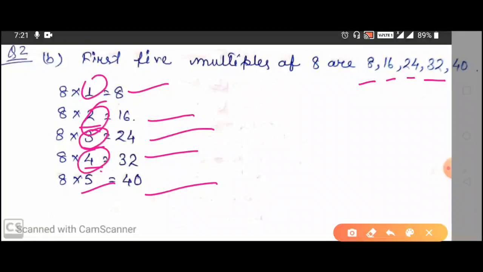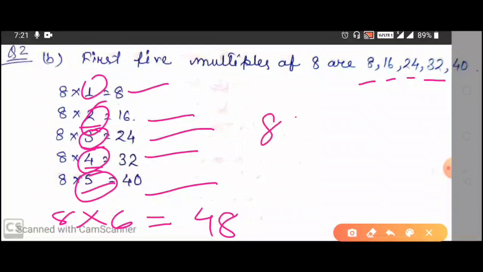Whenever we find the first 5 multiples, we have to multiply the number by 1, 2, 3, 4 and 5. If it is asked to find the first 6 multiples of 8, then we have to include 8 into 6, 48. If it is asked to find the first 7 multiples of 8, then we have to again include 8 into 7 is equal to 56. In this way we can find the multiples of 8.